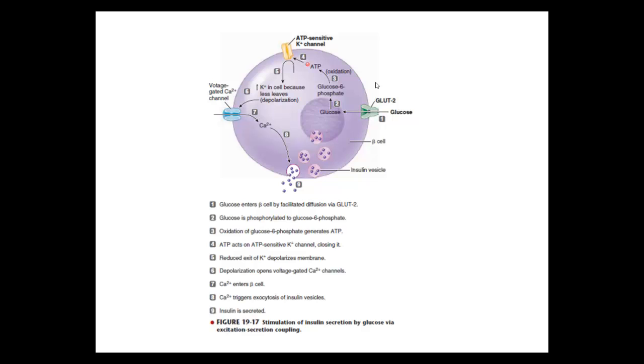It just happens inside the cells that you have potassium channels that are ATP sensitive. If you have a lot of ATP, it will shut down that potassium channel. When you shut down the potassium channel, it will cause the cells to be partially depolarized. Depolarizing the cells will allow the calcium to start getting in by voltage-gated calcium channels, and that calcium will start the exocytosis of your insulin.